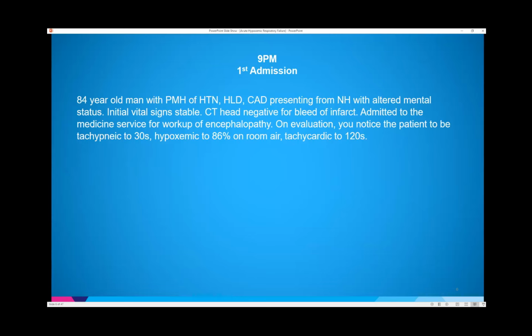You go down there and you notice the patient to be tachypneic to the 30s, hypoxemic to 86% on room air, and tachycardic to the 120s. You speak to the ED team, they look puzzled. The patient was fine, right? But this isn't their problem now because it's admitted. So if you want to call a consult, you've got to call the admitting team. But certainly before you start calling any consults, you're going to work your patient up.